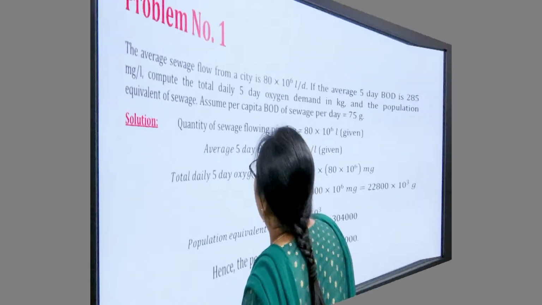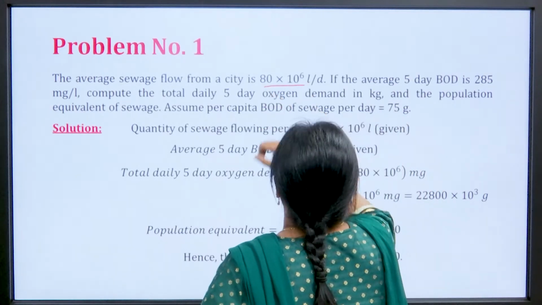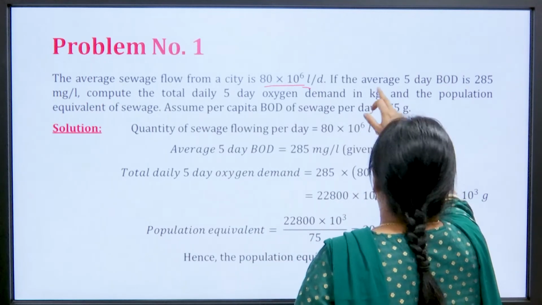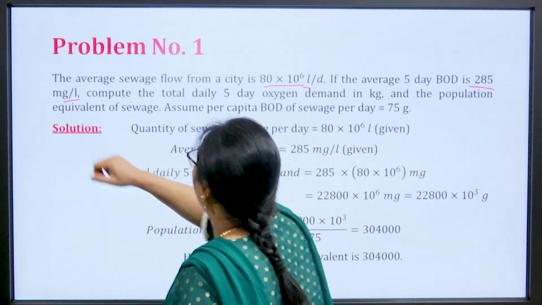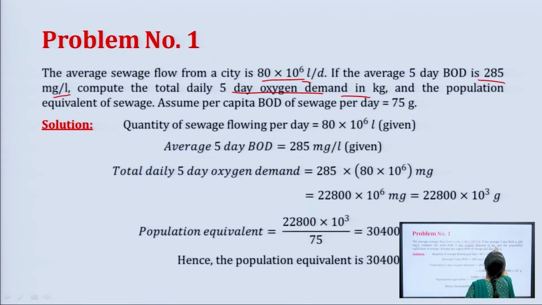The average sewage flow from a city is 80 into 10 to the power 6 liters per day. The average 5-day BOD is 285 milligram per liter. Compute the total daily 5-day oxygen demand in kg and the population equivalent of sewage. Assume the per capita BOD of sewage per day is 75 grams.